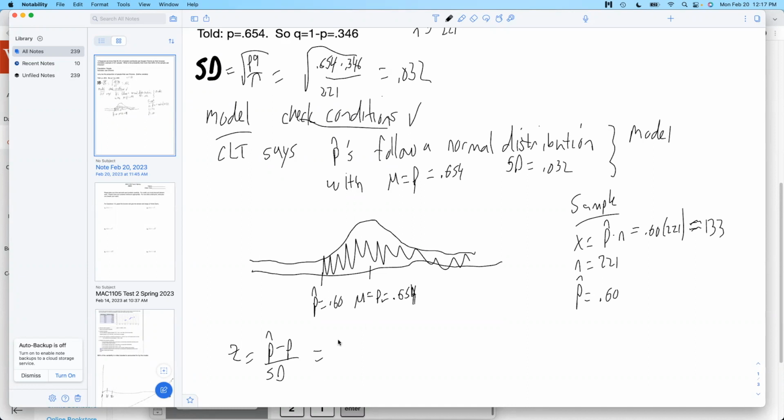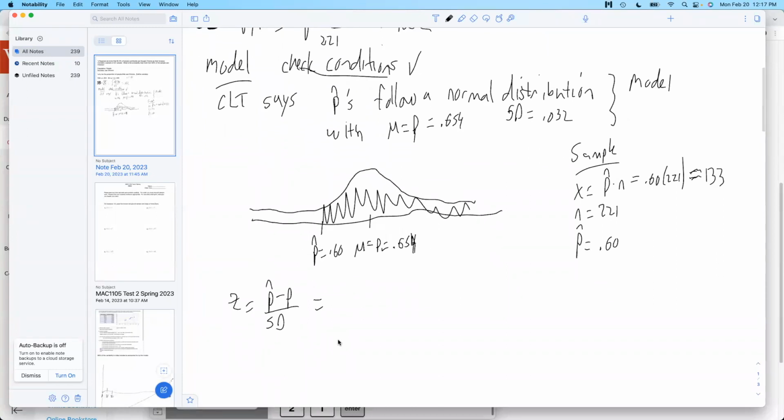By the way, if you don't know what all the symbols stand for, forget it. You're not getting anywhere with this problem. You got to know what all the letters stand for. Don't memorize the formula. Draw the picture and think, okay, z-score is the one I want minus the one in the middle, divided by that standard deviation I just calculated. So 0.60 minus 0.654 divided by that standard deviation I just found.